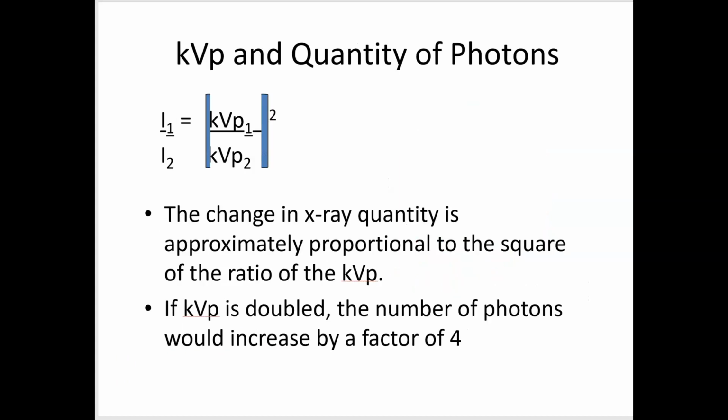It isn't as reliable that we can every day use a formula to figure out changes in KVP and figuring out the quantity of photons. This formula is in your Carlton and Adler book. We don't use it because it's not that reliable to use it to change our techniques.